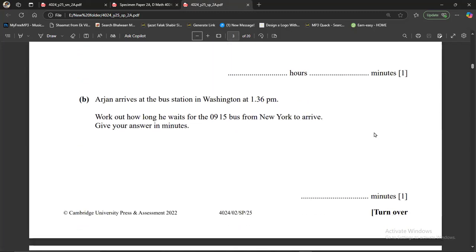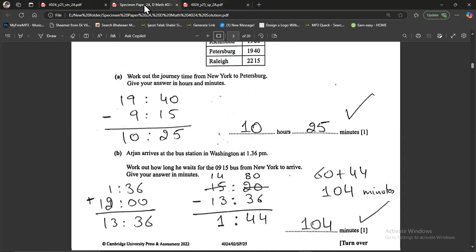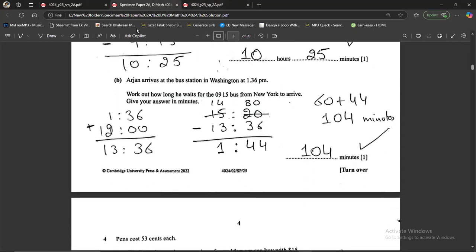So I will convert that 1:36 p.m. also into 24-hour format. For that purpose, because this is p.m., in hours we add 12. So for 1:36 p.m. I will add 12 in hours. So it's 13:36. Now this is also in 24-hour format, 13:36. So he was at the Washington bus station at 13:36. The bus will arrive at 15:20. At Washington bus station, the bus will arrive at 15:20.